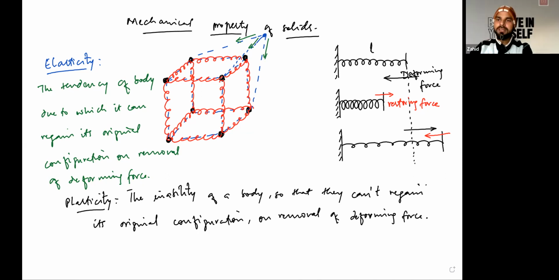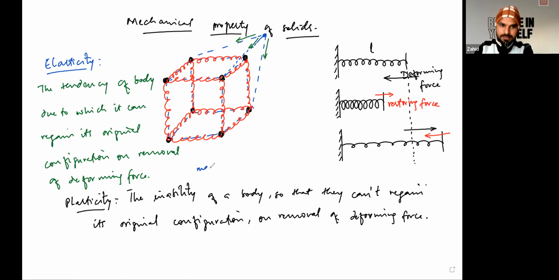Is it clear till this part? Yes, sir. Okay. Now, there is no object which behaves perfectly elastic or perfectly plastic. So the behavior of a body lies in between elasticity and plasticity. But we consider the maximum elastic substance and the maximum plastic behavior of a particular substance.